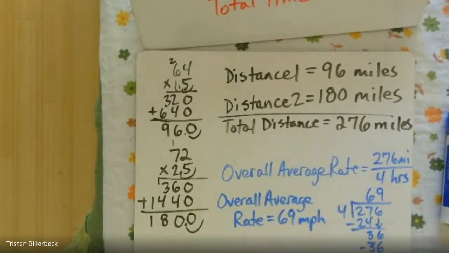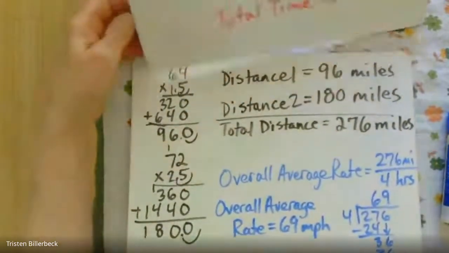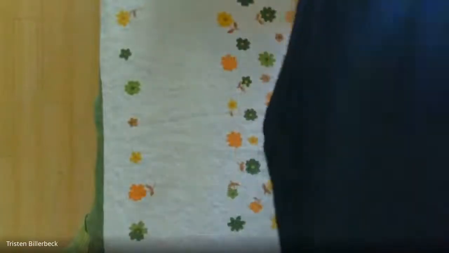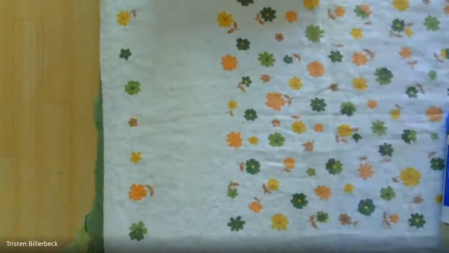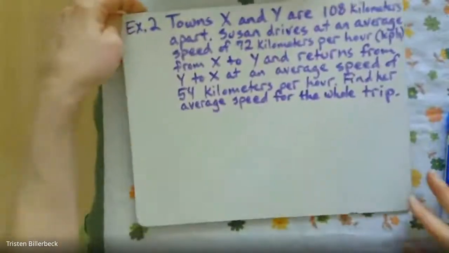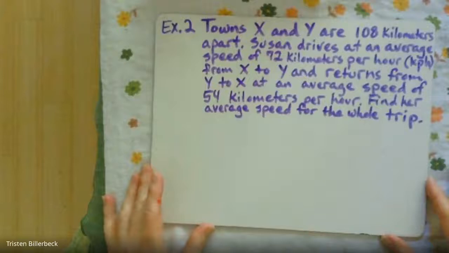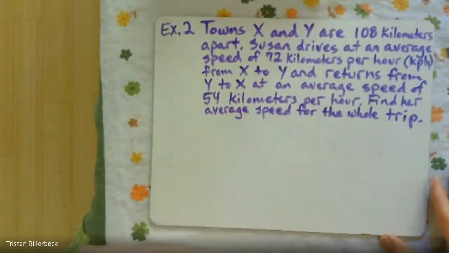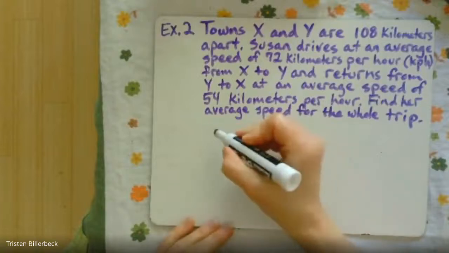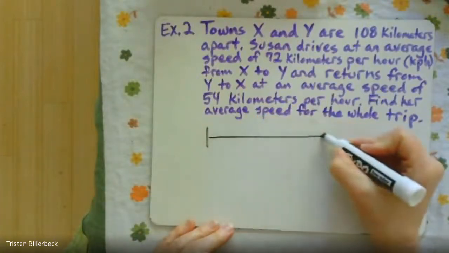All right, let's go on to the next example. We have towns X and Y, and they're 180 kilometers apart. Let's draw a picture, because a picture tells 1,000 words.